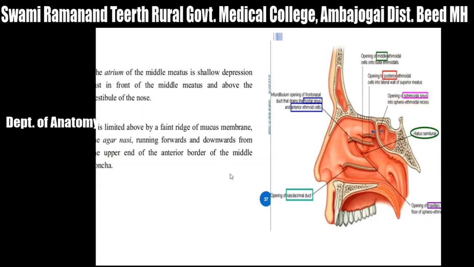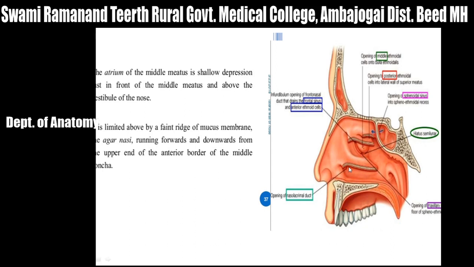The inferior concha is a separate bone, and there is only one opening in the inferior meatus, that is the nasolacrimal duct. You may have an MCQ: the nasolacrimal duct opens into which meatus? Superior meatus, middle meatus or inferior meatus? It opens into the inferior meatus and is guarded by one fold called Hasner's valve.